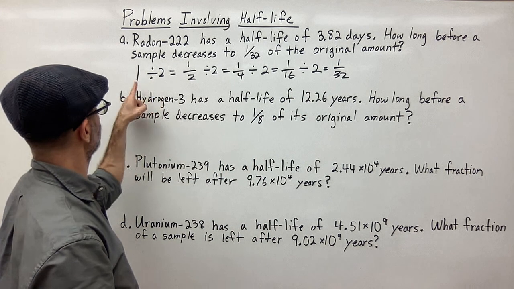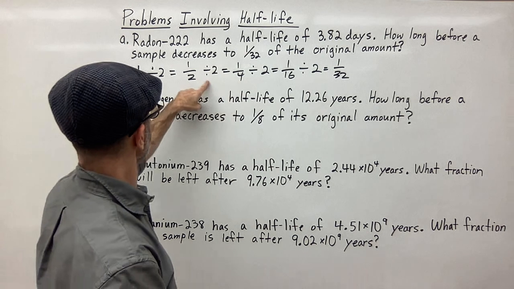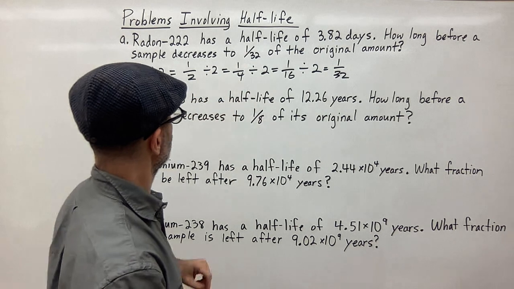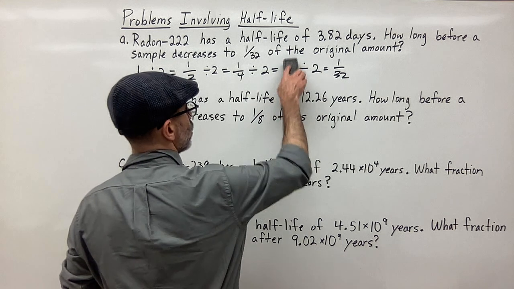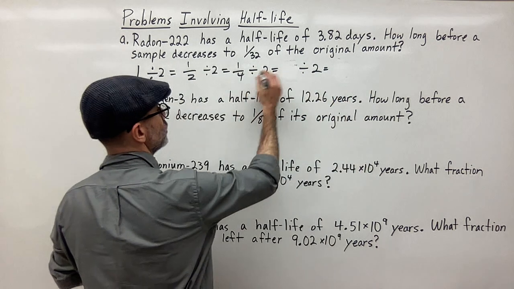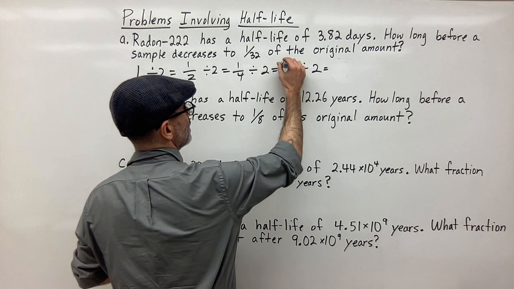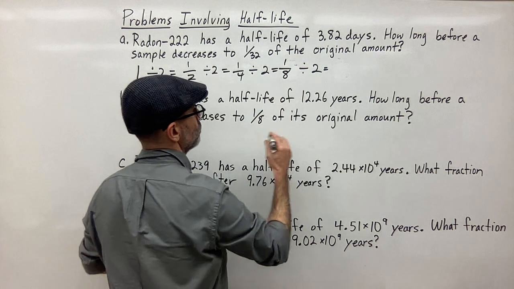1, 2, and 3. Oops, I forgot one. I knew I forgot one. So divided by 2, that's going to be 1/8, not 1/16. My bad, 1/8. I thought something was weird.